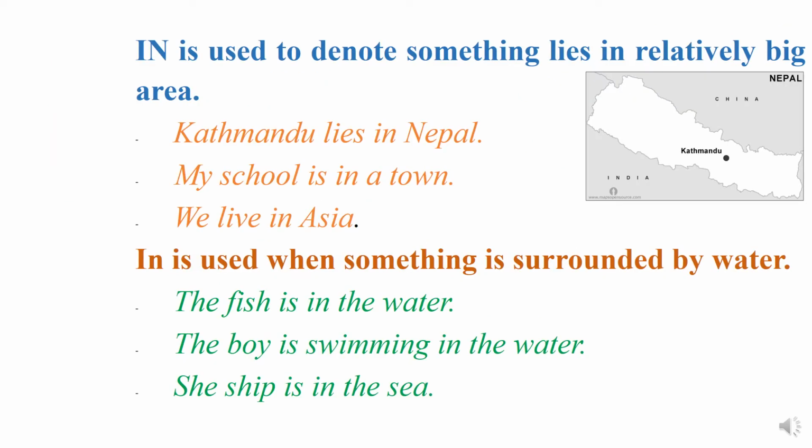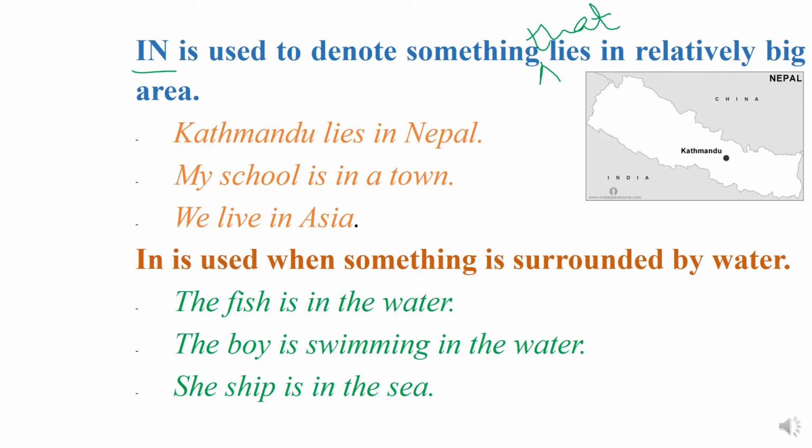Here, see, another rule regarding "in". "In" is used to denote something that lies in a relatively big area. That means, in the previous example I gave, Tokha lies in Kathmandu.